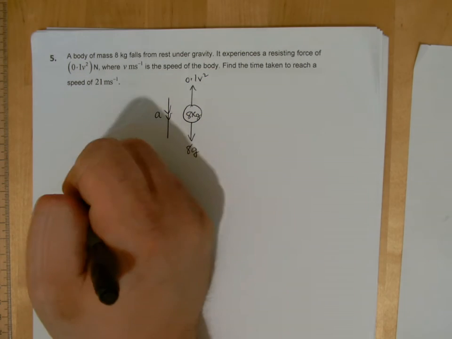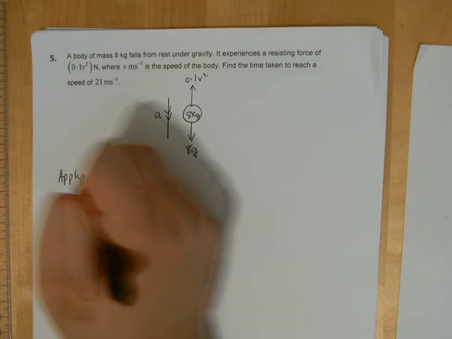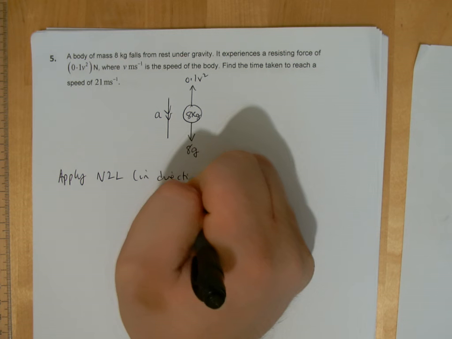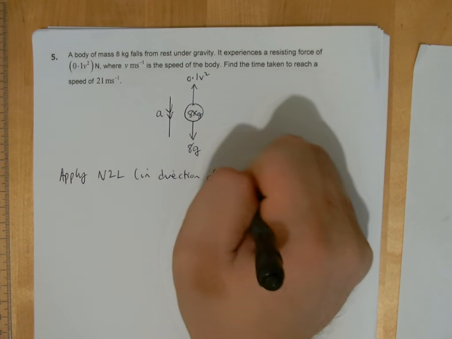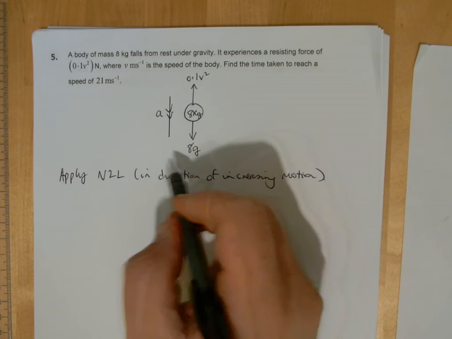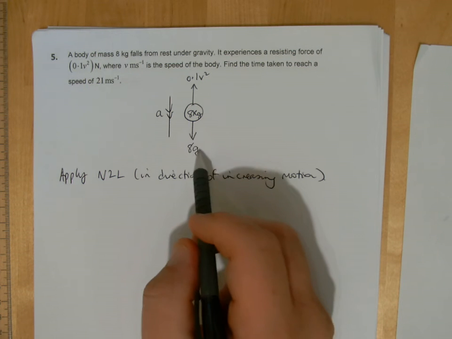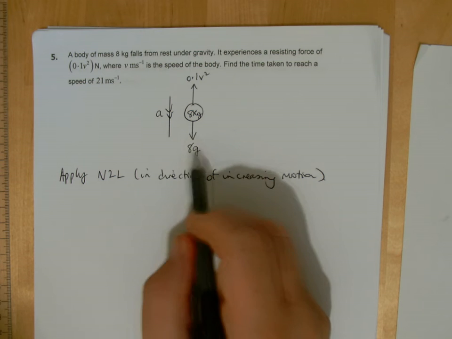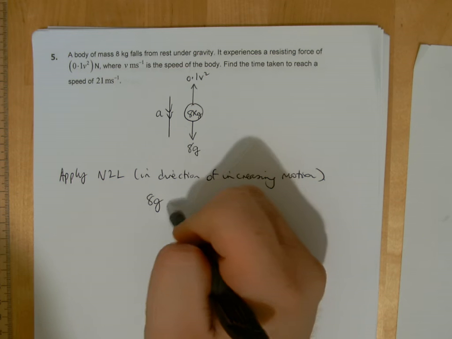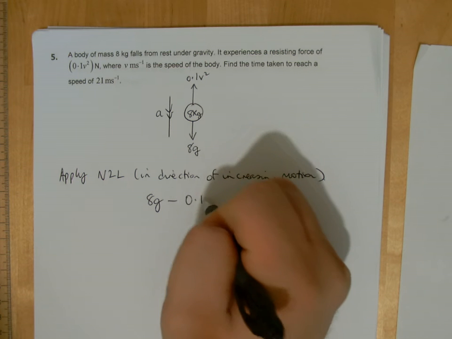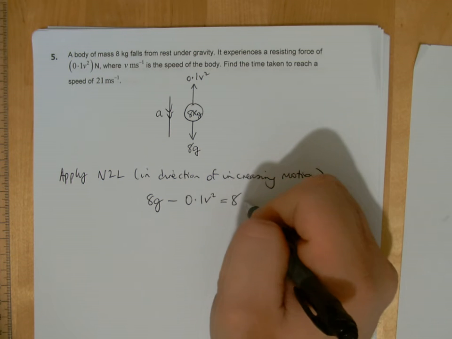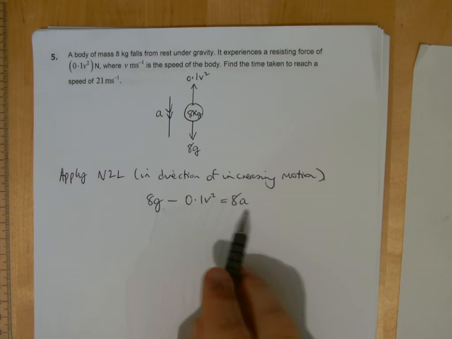So when I apply Newton's second law in the direction of increasing motion, the resultant force is mass times acceleration, yeah? So the resultant force is going to be, well, we've got 8g, which is the driving force of it, take away the resistance force, which is 0.1 v squared, and that will equal mass times acceleration, 8 times a. So the resultant force is mass times acceleration.